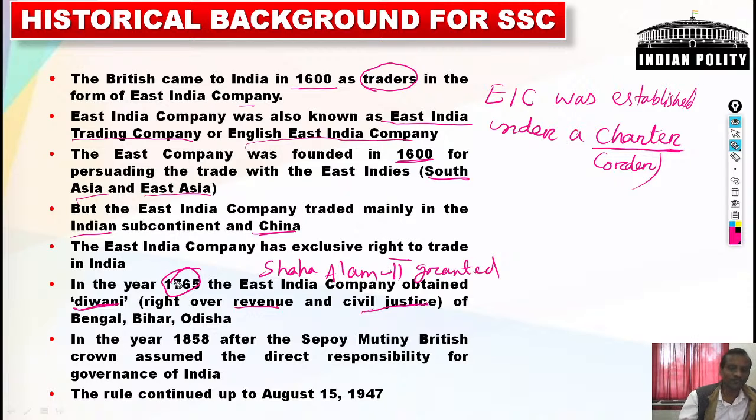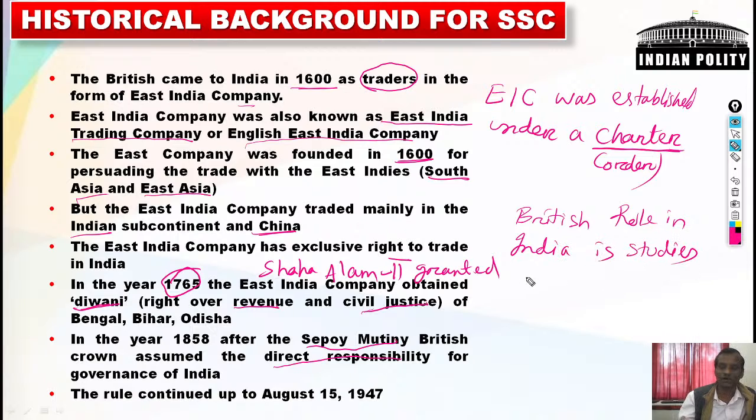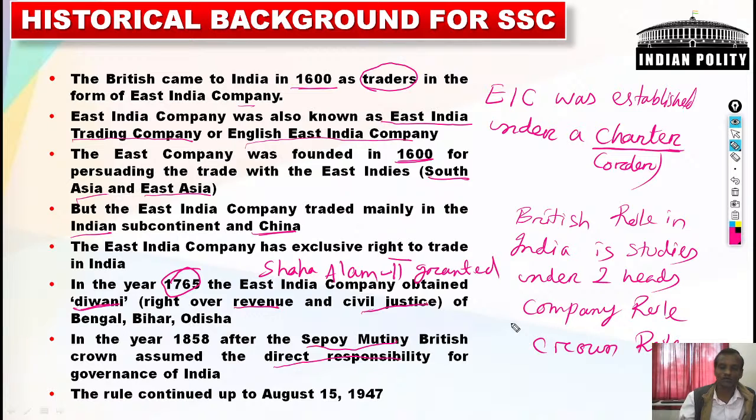Okay, and in the year 1858, after the Sepoy Mutiny, as you know, 1857 में जो सिपाही म्यूटिनी हुई, उसके बाद ब्रिटिश ने डायरेक्ट रेस्पॉन्सिबिलिटी और डायरेक्ट रूल लिया। So British rule in India is studied under two heads. One is Company rule, another is Crown rule. So one Company rule, two Crown rule.